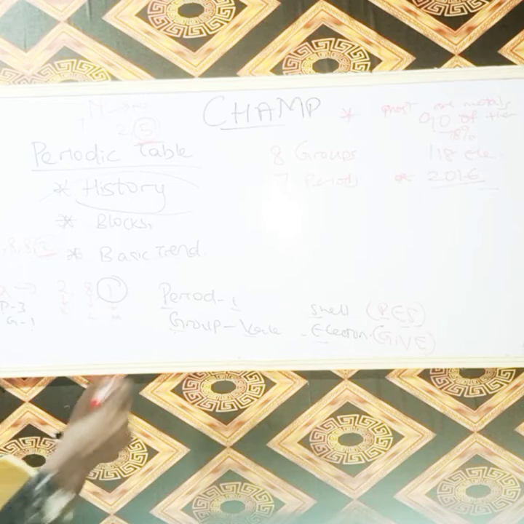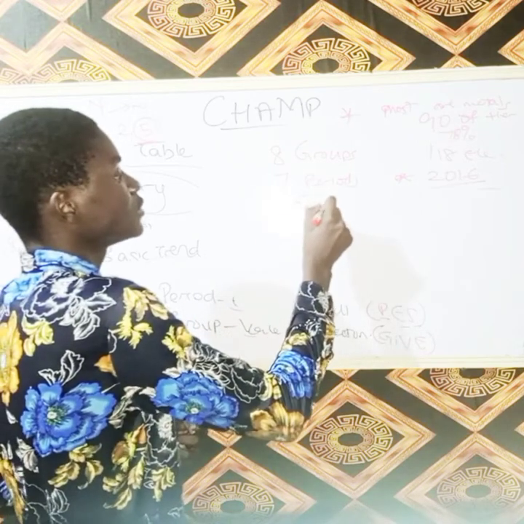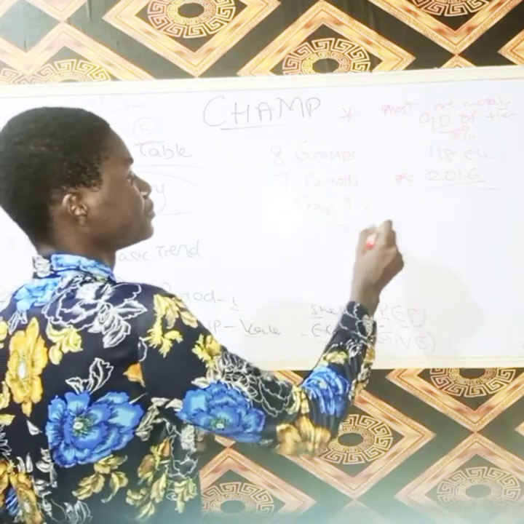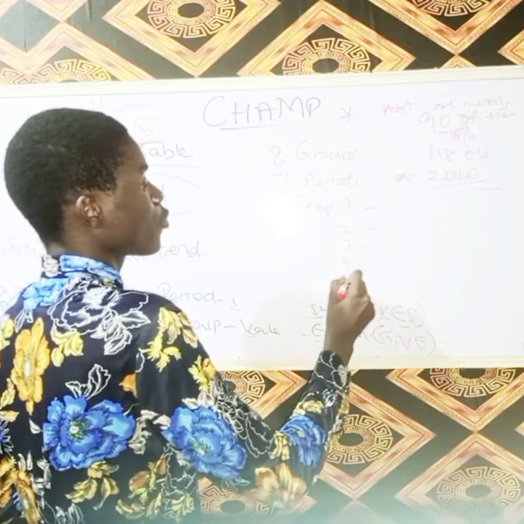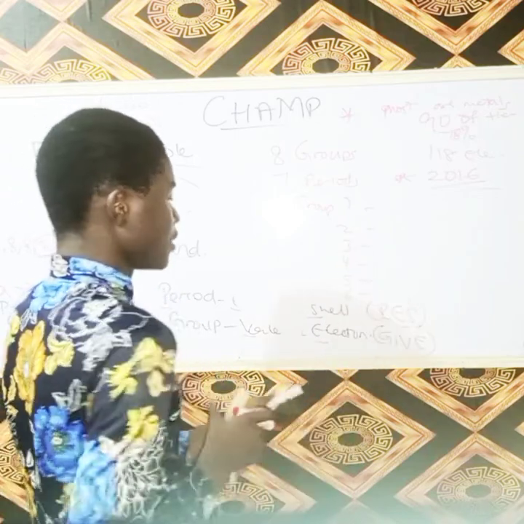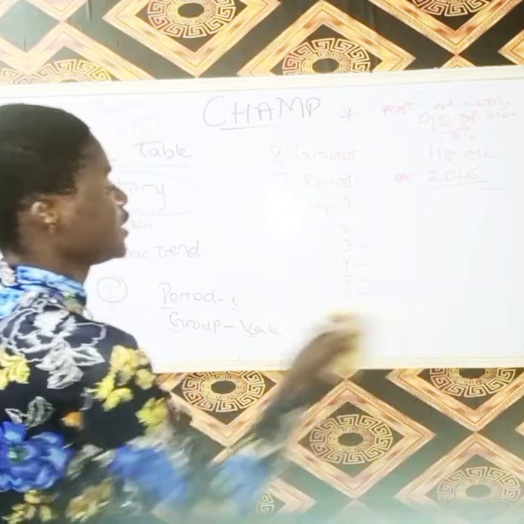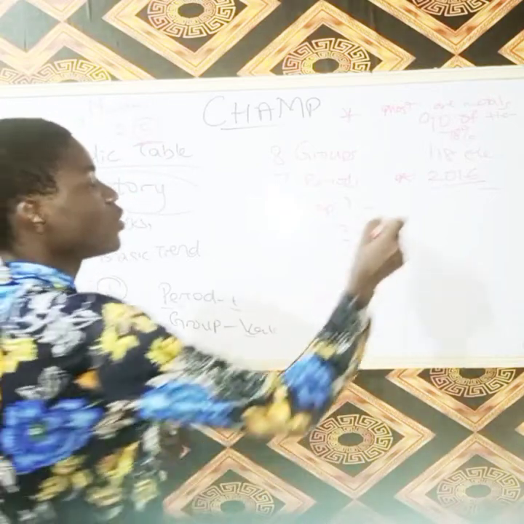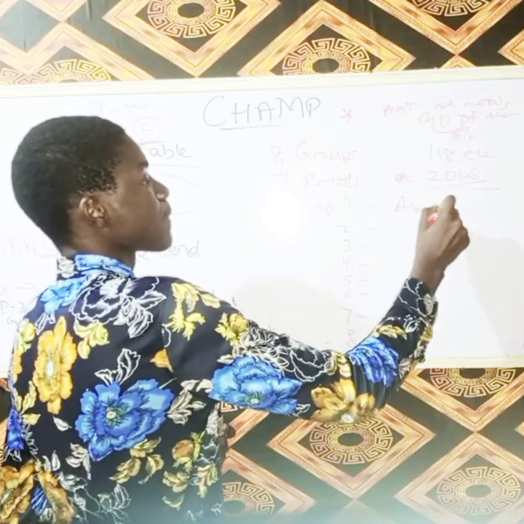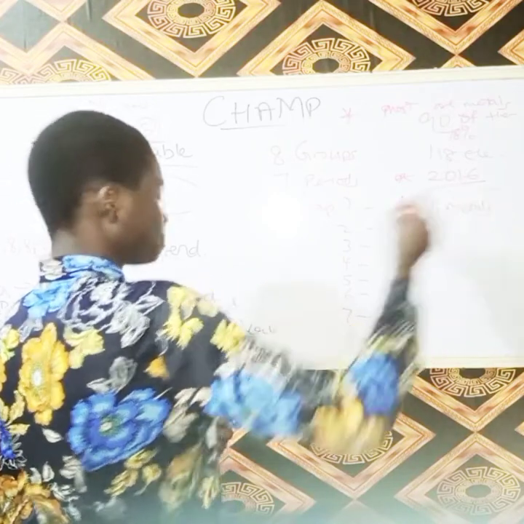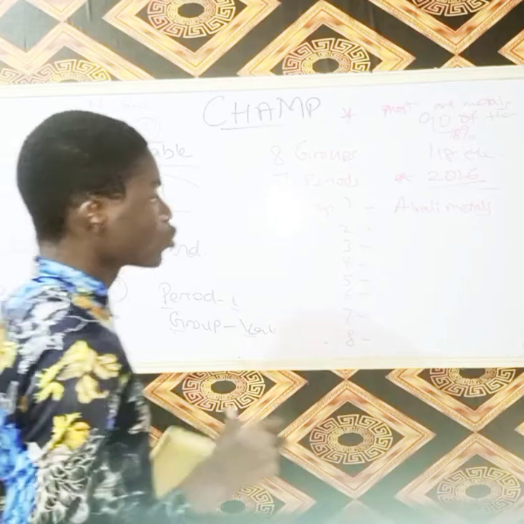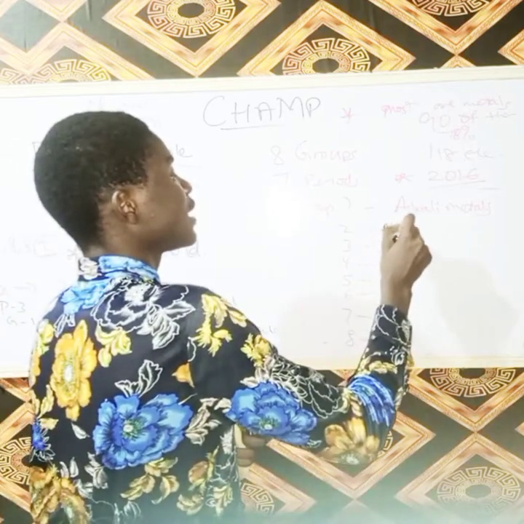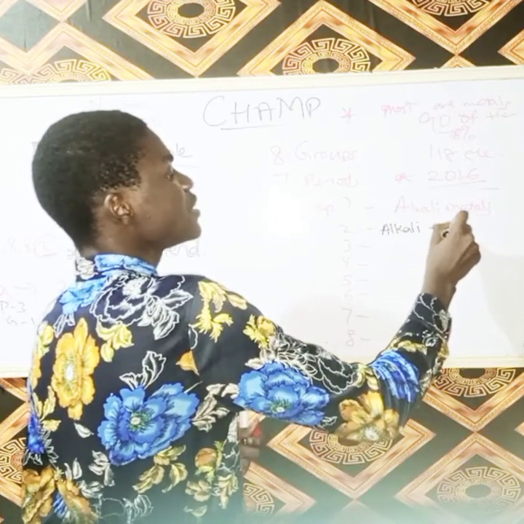Okay, let's check the 8 groups. We have group 1, 2, 3, 4, 5, 6, then 7 and 8. So group 1, they are called what? Alkaline metals. Group 2 are called what? Alkaline earth metals.